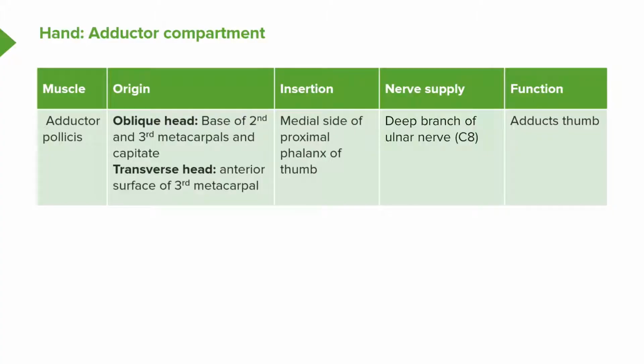So the adductor pollicis, its oblique head comes from the base of the second and third metacarpals and also the capitate bone. The transverse head comes from the anterior surface of the third metacarpal. So we can see the origin of the two heads. A common insertion onto the medial side of the proximal phalanx of the thumb, and this is supplied by the deep branch of the ulnar nerve. As its name suggests, this muscle adducts the thumb, so it draws it closer towards the palm of the hand.